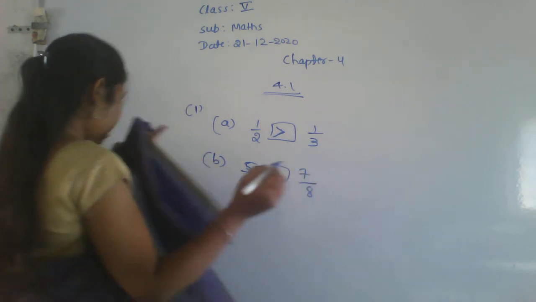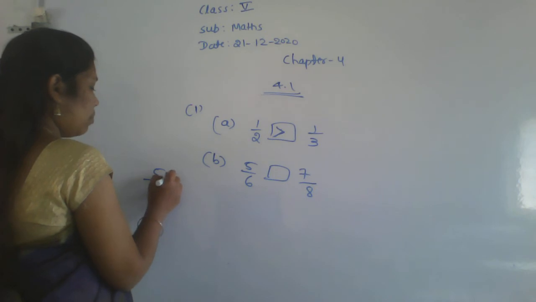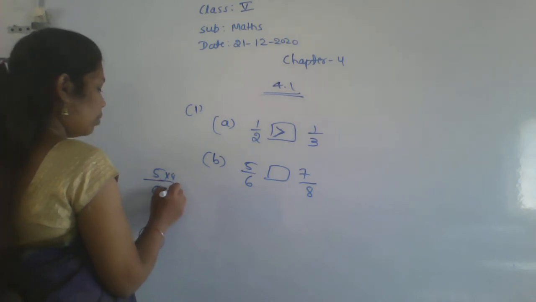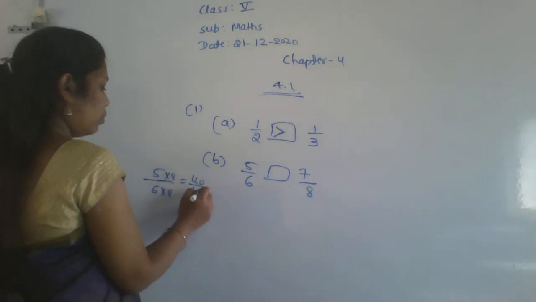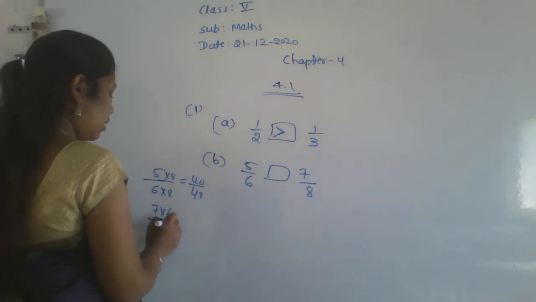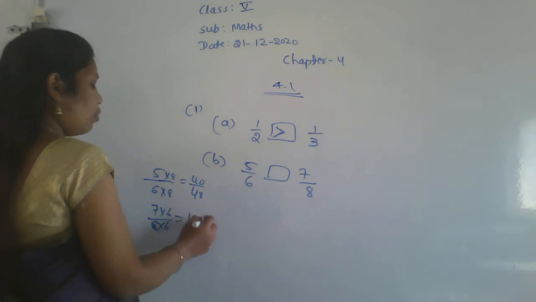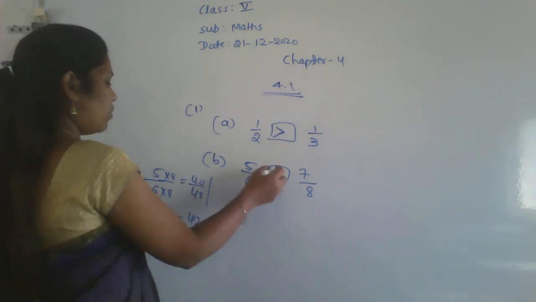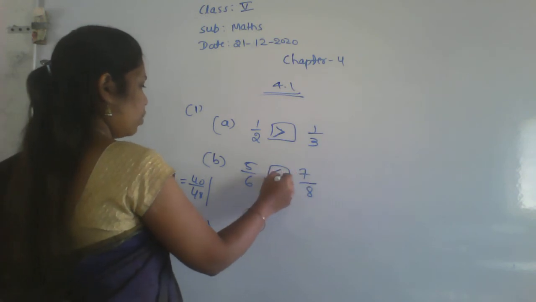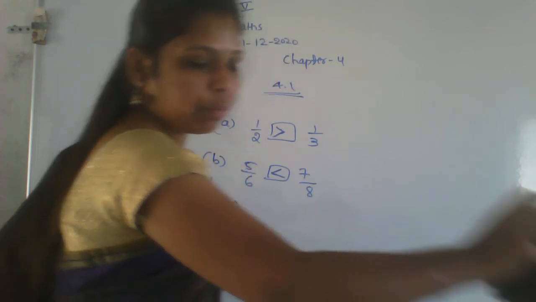Make the denominators the same, that is by multiplying by the other denominator's value. 5 by 6 becomes 40 divided by 48, and here 7 6s are 42, 6 8s are 48, so 42 divided by 48. So 42 by 48 and here 40 by 48. Which one is greater? This one is greater. So write like this. Next, the eighth one. What is the eighth problem?